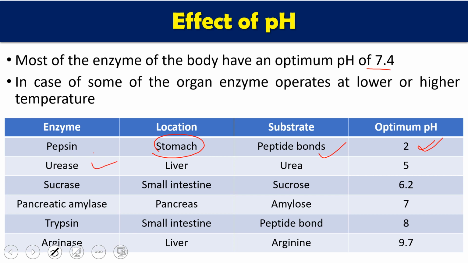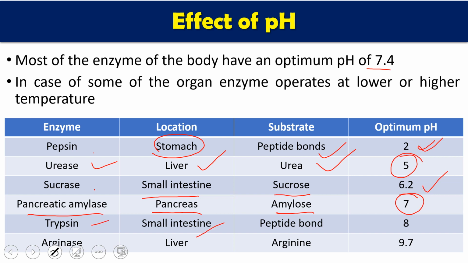Similarly, we have urease, which is for urea degradation. It is produced in the liver and works on urea. The optimum pH for urease is 5. Sucrase comes from the small intestine and works on sucrose, a disaccharide. Its optimum pH is 6.2. Pancreatic amylase comes from the pancreas and works on amylose, that is starch. Its optimum pH is 7. Trypsin comes from the small intestine and works on peptide bonds for protein degradation. Its optimum pH is alkaline, that is 8. And arginase, which is produced in the liver, works on arginine.